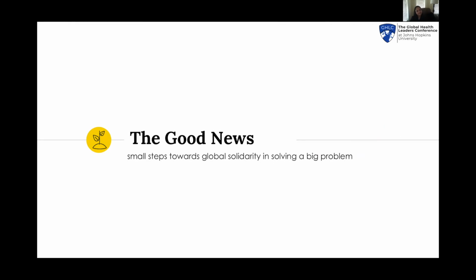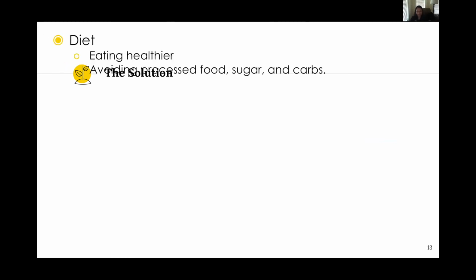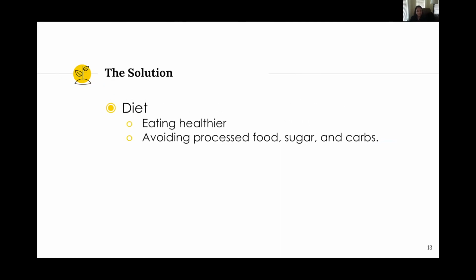But there is some good news. The good news is that diabetes is controllable. There are a few steps to diabetic treatment that can help manage diabetes. The first is diet. Diabetics are recommended by doctors to eat healthier, such as incorporating more fruits and vegetables to their diet and avoiding processed food, such as sugar and carbs.